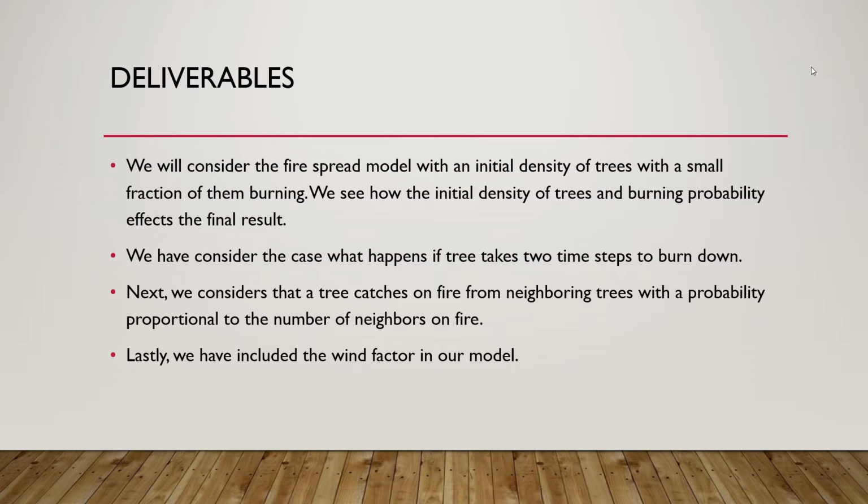The deliverables of this lab are: we will consider the fire spread model with an initial density of trees with a small fraction of them burning. We see how the initial density of trees and the burning probability affects the final result. We have considered the case of what happens if a tree takes 2 time steps to burn down. Next, we consider that a tree catches fire from neighboring trees with a probability proportional to the number of neighbors on fire. Lastly, we have included the wind factor in our model.